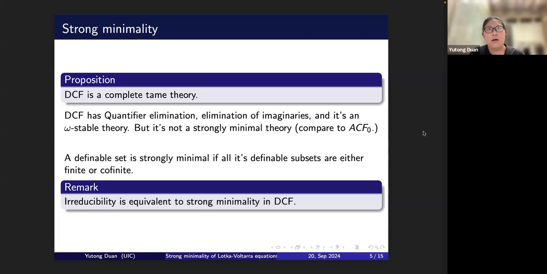I will give an example in 1 minute. Also, there's a very remarkable result, that irreducibility is equivalent to strong minimality in DCF. And you can use concepts and theorems in model theory to prove this result. So in this talk, irreducibility just means strongly minimal. When you see that word afterwards, you know what it means.